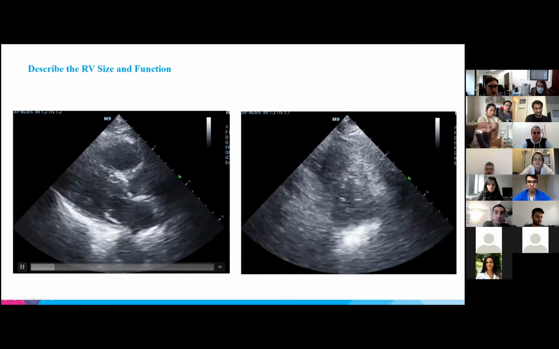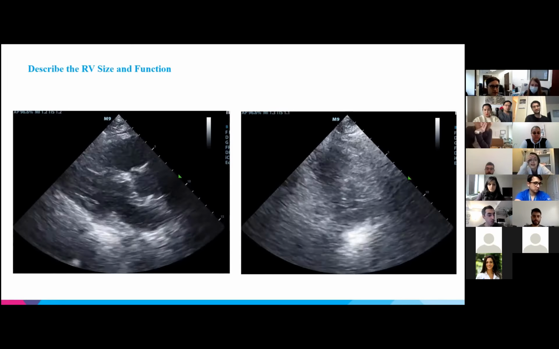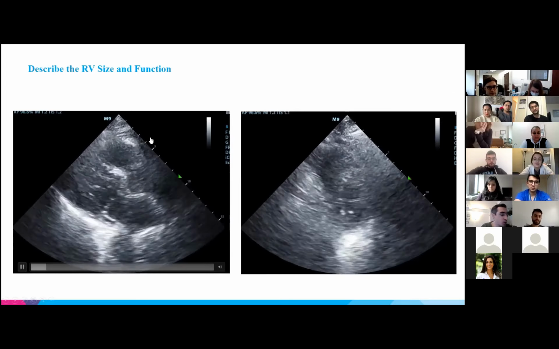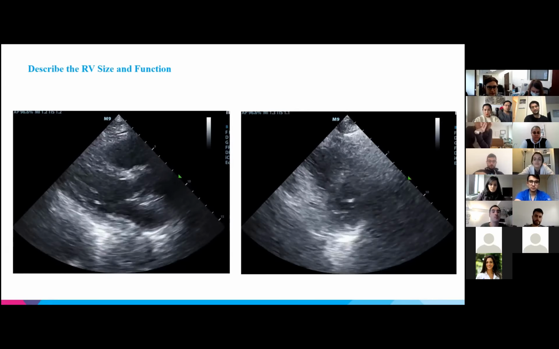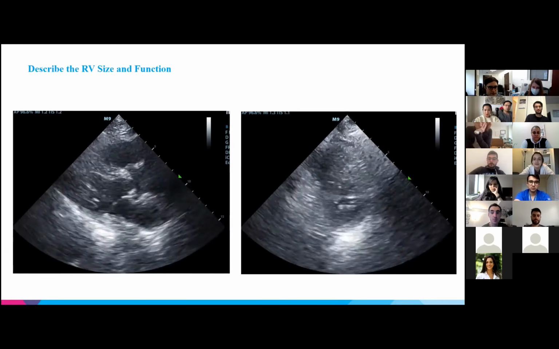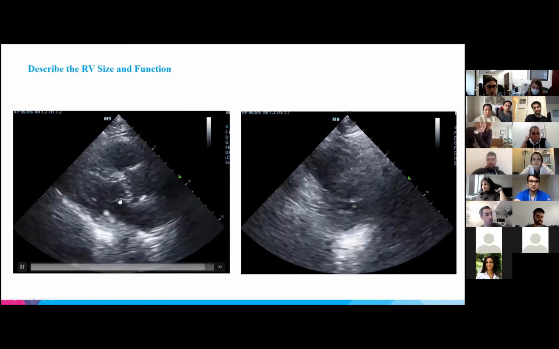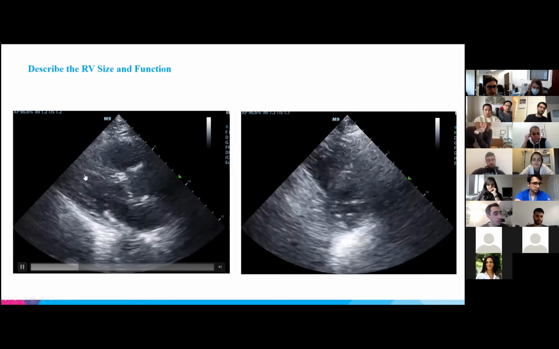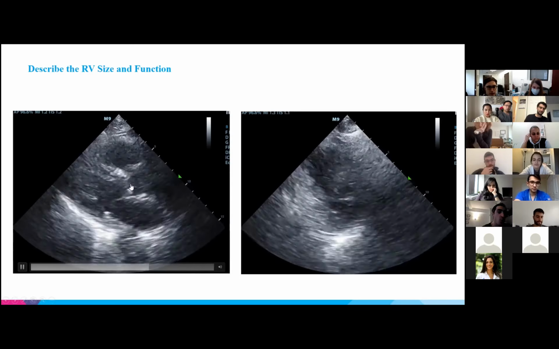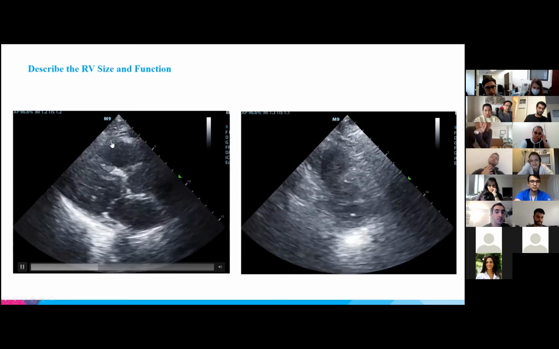So we can start. What are the views we're looking at here? What's to the left of the screen? Yep, so this is going to be your parasternal long. And this is your left ventricle right here. You have your septum, you have your aorta, left atrium, and then your right ventricle outflow tract right here.